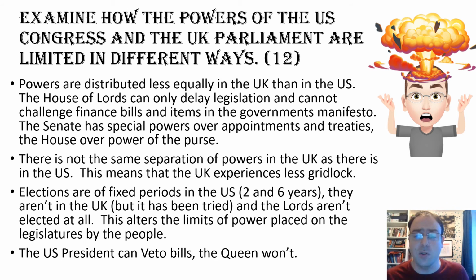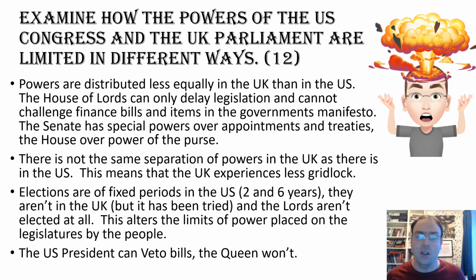They're not the same in terms of separation of powers. There's much greater separation of powers in the US. This means that, again, the UK Parliament experiences a lot less gridlock. They're different in terms of elections, and this again leads to differences in powers, because members of the House are elected for 2 years and members of the Senate are elected for 6.